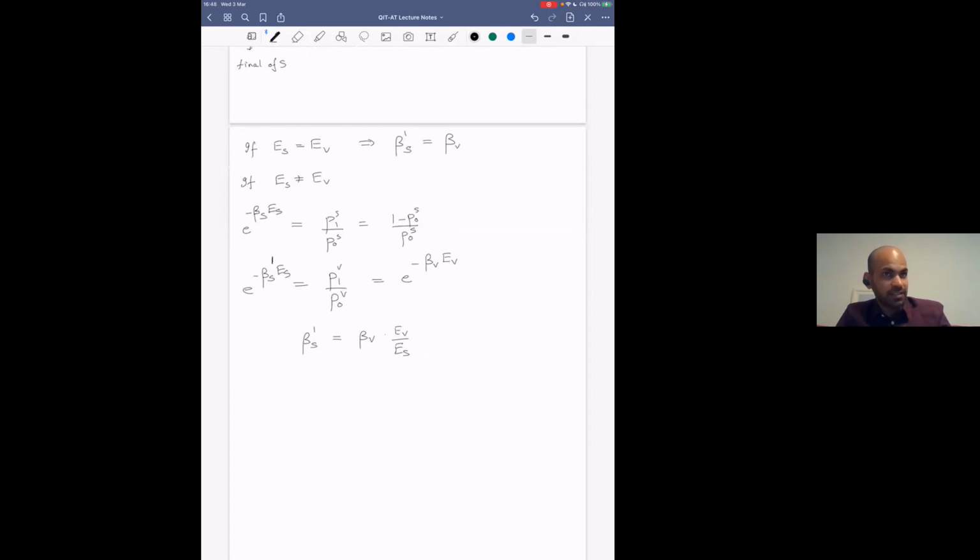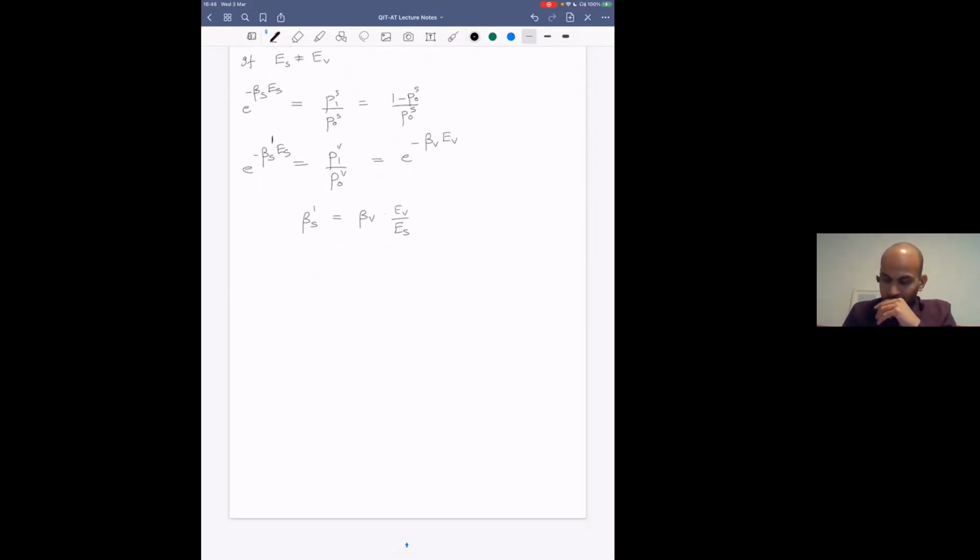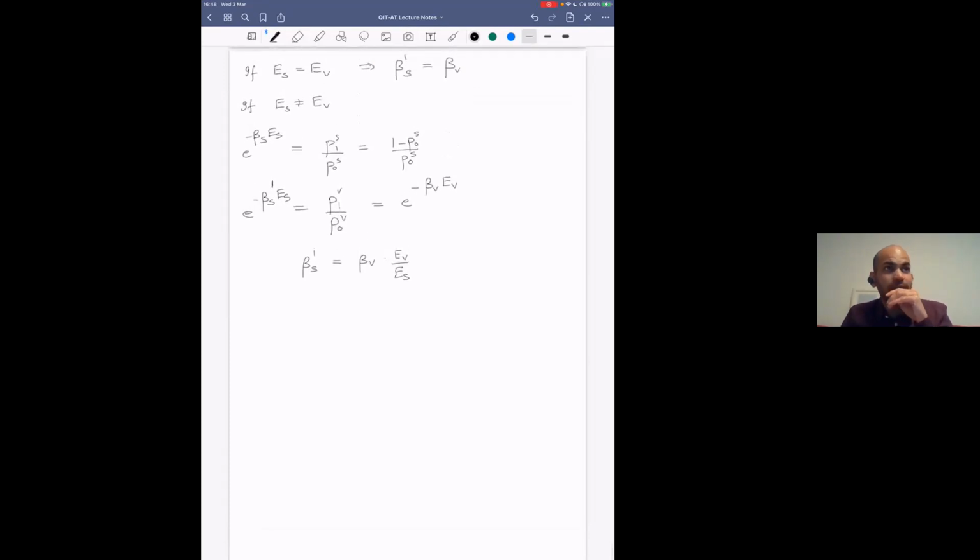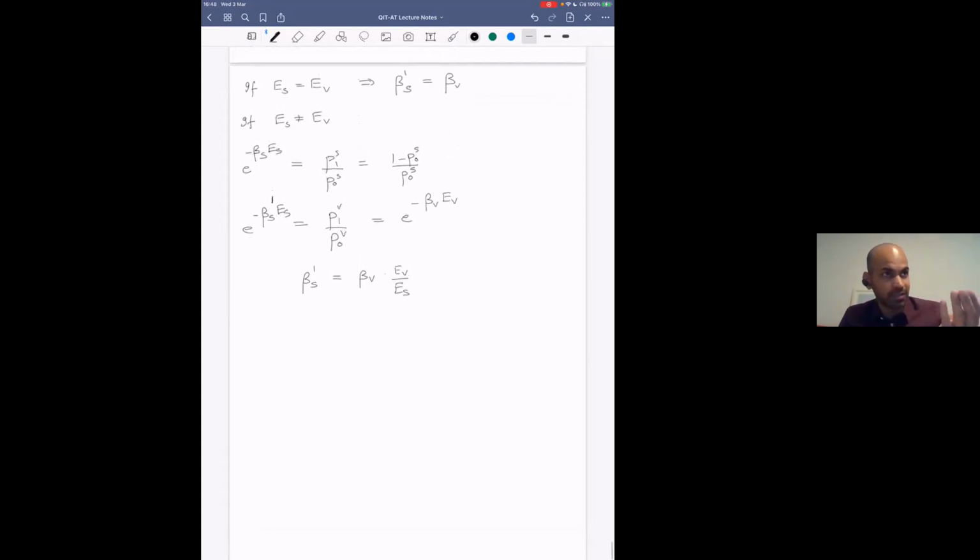If the energies are the same, then all we do is flip the virtual temperatures. But if the energies are not the same, then the virtual temperature of S does not just become the virtual temperature of V, it changes by this ratio. This is actually kind of useful, because one of the simplest ways you could think about cooling down a system, which is the same as increasing beta.